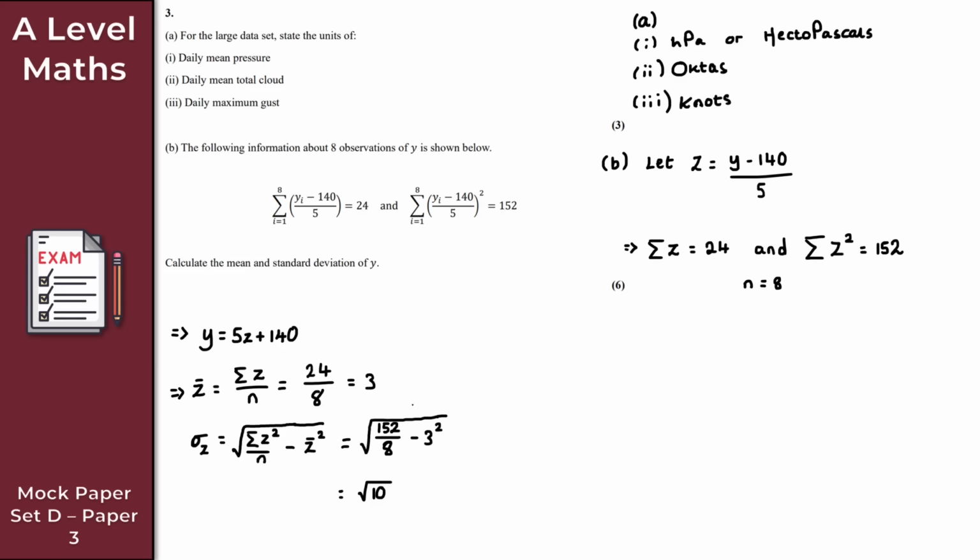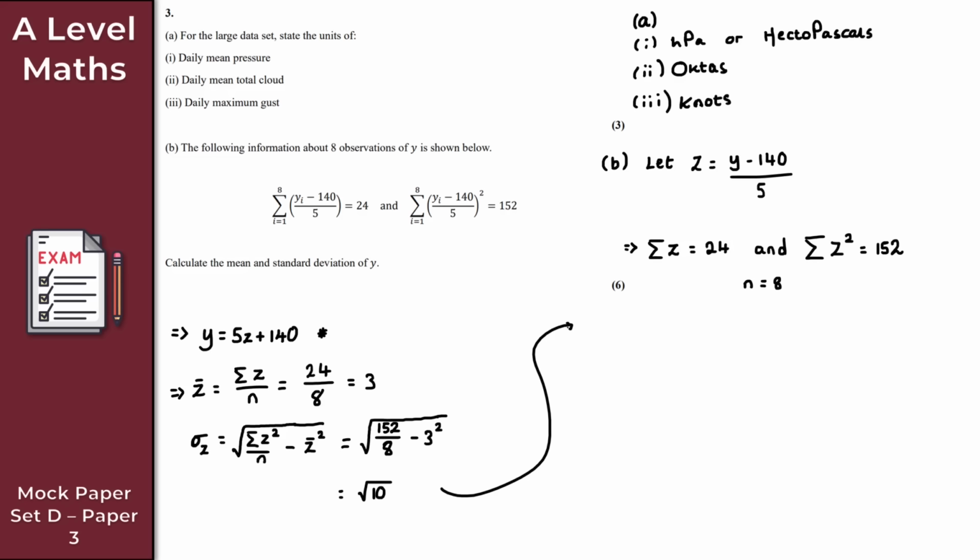Z bar is 3, yes. And then, yeah, that was 19, right? I did have difficulties calculating that off the top of my head. My mental maths is not good, but hashtag quit maths. So I've got root 10 there. Perfect. Now, I'm going to go back to this here. So y is equal to 5z plus 140, right? If I want the mean of y, then y bar is equal to 5z bar plus 140, right?